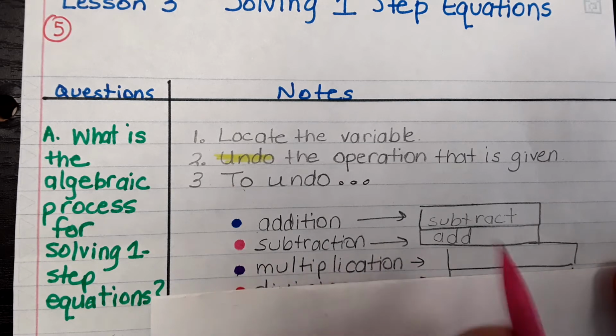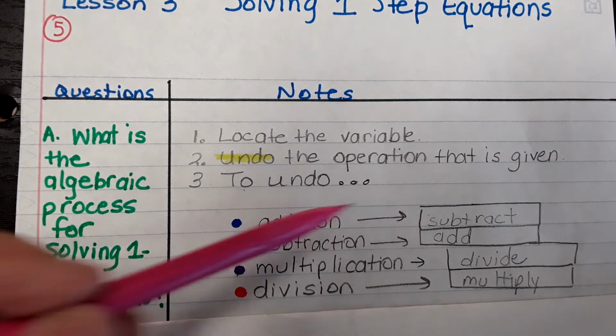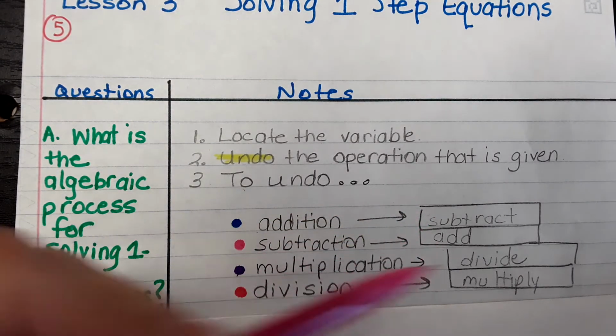To undo multiplication, you would divide. And to undo division, you would multiply. When we solve algebraic equations, we're going to use opposite operations to solve it.